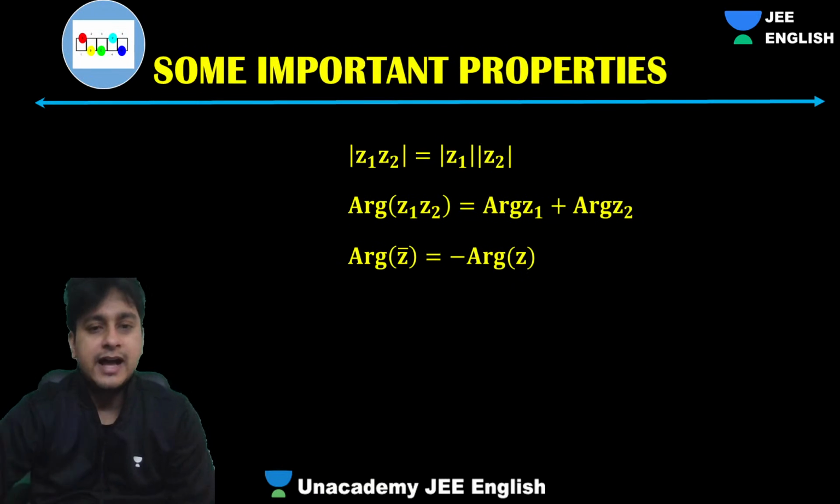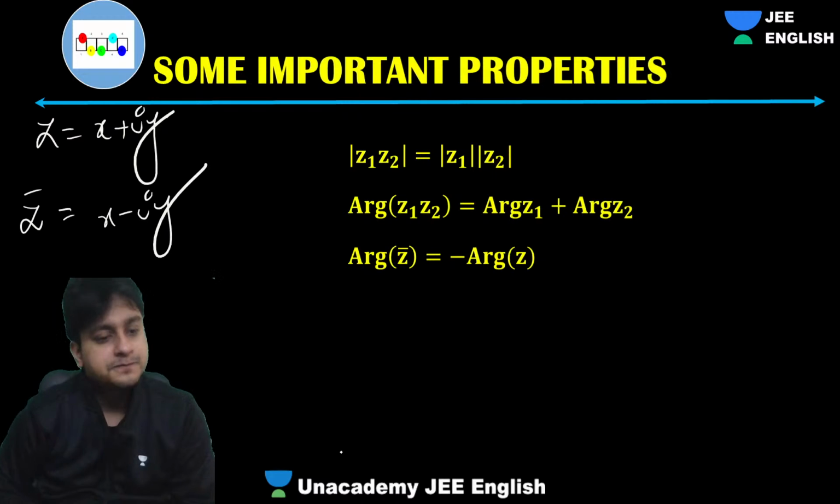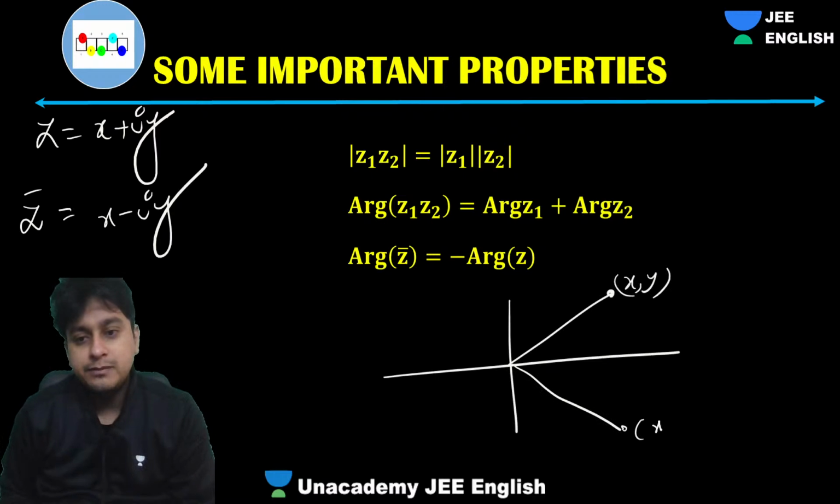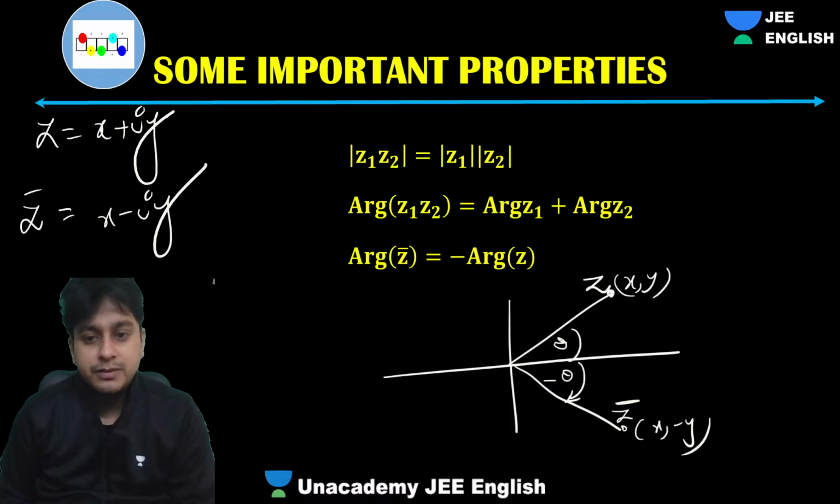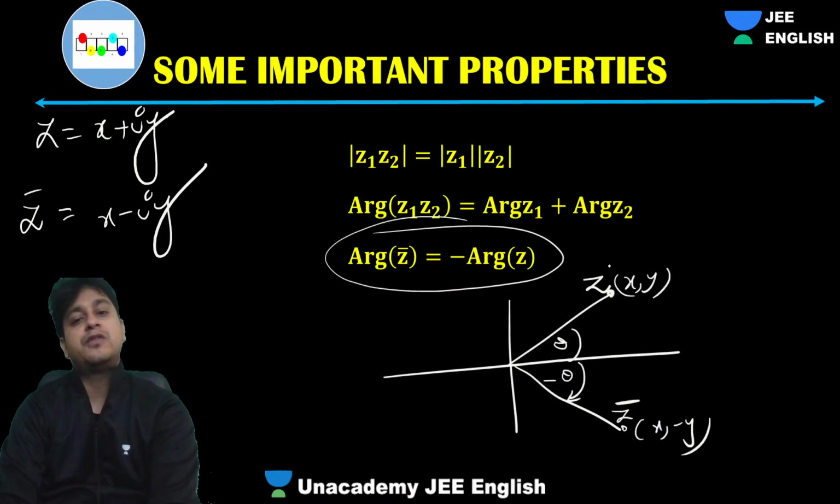Now guys, next is this last one, which is very easy. If z is a complex number, its conjugate is called z bar, which is x minus iy. So guys, if your x plus iy is here, that is (x, y), then (x, -y) will be here, right? If this is your z, this will be your z bar. If it is making an angle theta over here, this will definitely make an angle of minus theta, because both will have the same angle, but this will be in a clockwise direction. So this is theta, so this will be minus theta. That's why, guys, amazing formula: argument of z bar is minus argument of z.